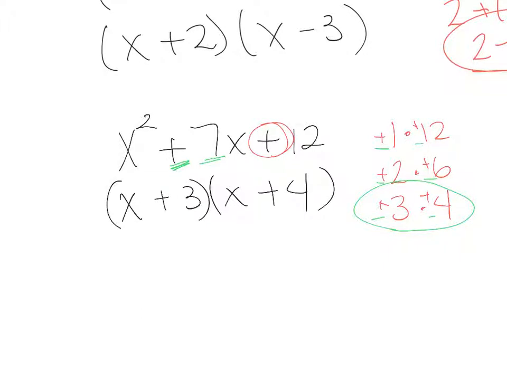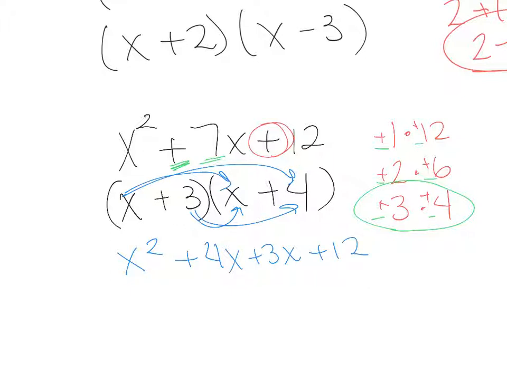And again, I can always check these by doing the distributive property. So I multiply the x by the x, so I get x squared, and the x and that positive 4, so I have positive 4x, and the 3 and the x, so plus 3x, and the 3 and the 4, so plus 12. And look, here are my factors of 12 that have to add up to 7x. So x squared plus 7x plus 12, and so we know we have the right answer.